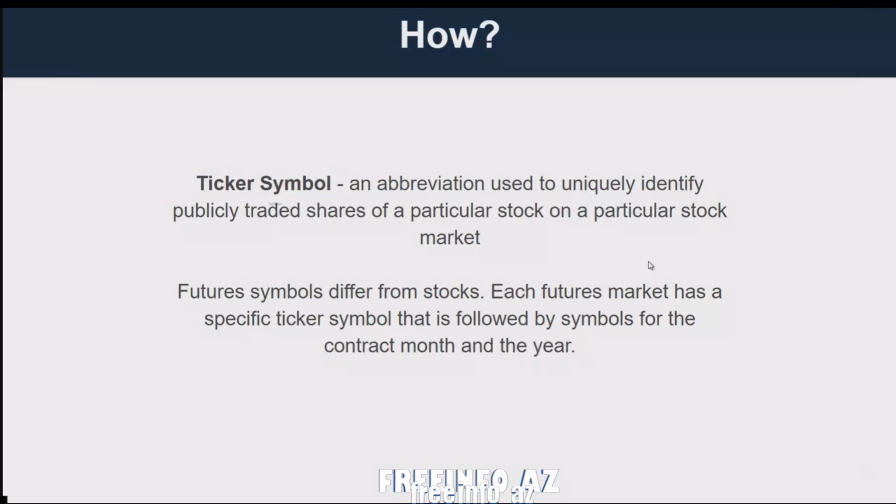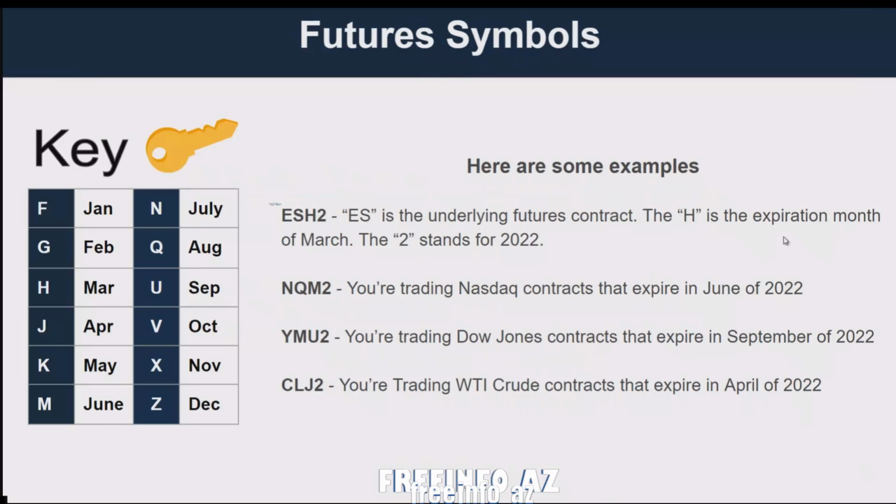So each futures market has its own specific ticker symbol that's followed by symbols for the contract month and the year. Sometimes, if you're trading the S&Ps in March, you'll see ESH2. ES is the underlying futures contract for the S&P, the H is the expiration for the month of March, and the 2 stands for the year 2022.